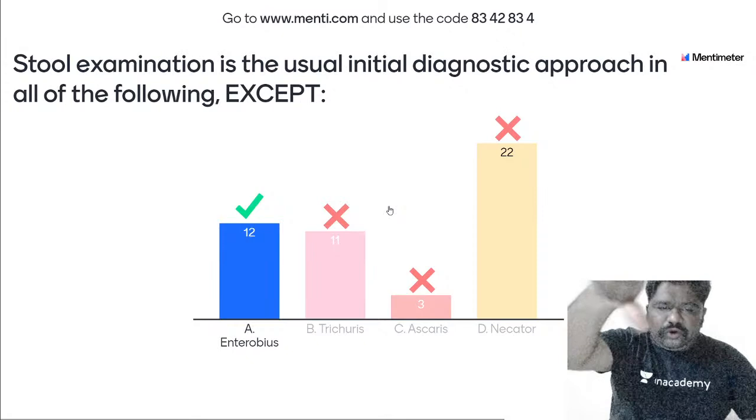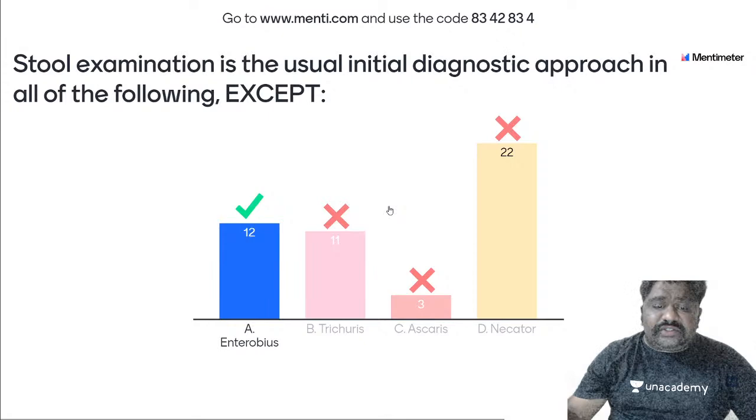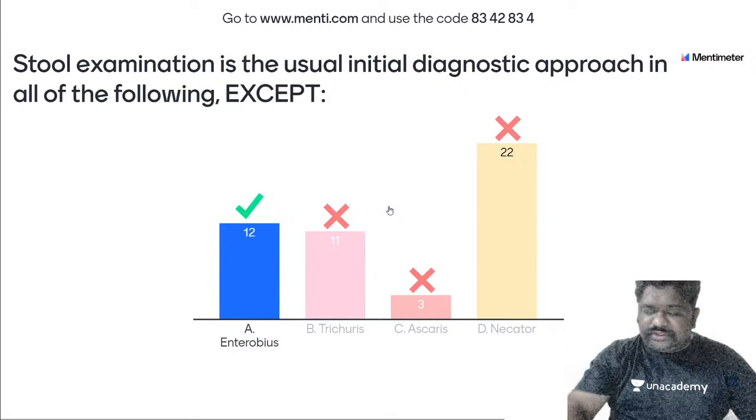So stool examination is done in case of Enterobius. Well, it can be done in case of Trichuris, Ascaris and Necator, where the worms will fall into the stools itself. Now let's see how many of you.